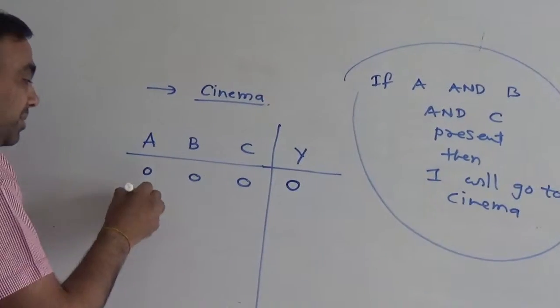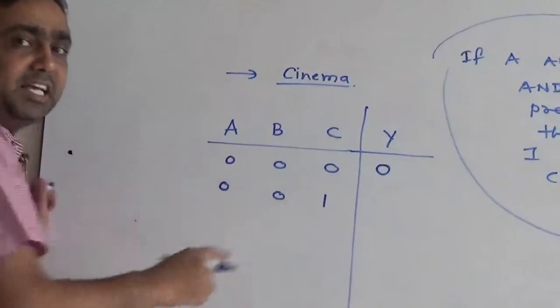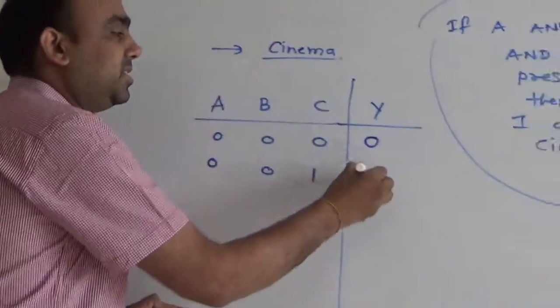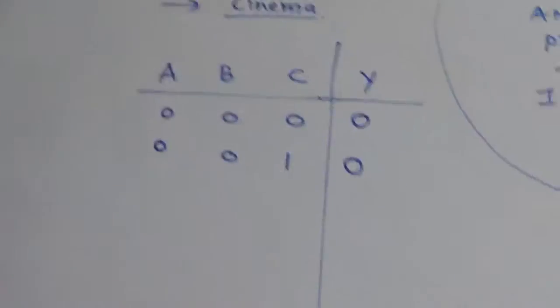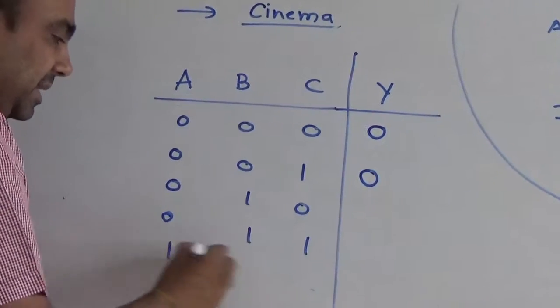Now there may be other possibilities. What are these possibilities? C is present, my one friend is there, but the other two are not. So still my decision is 0, meaning I will not go to the cinema. In this way there may be 8 possibilities like this.